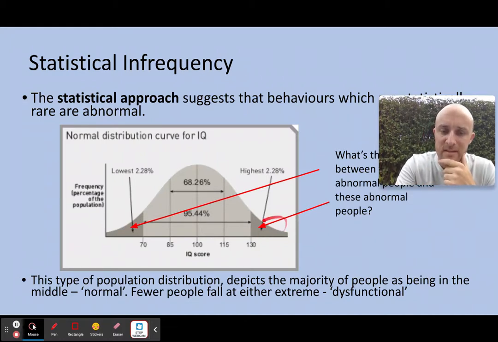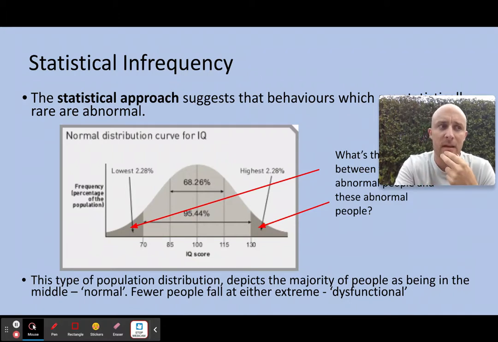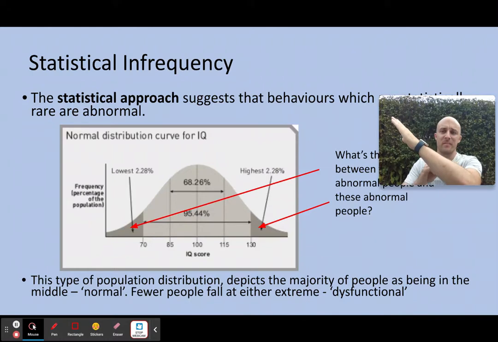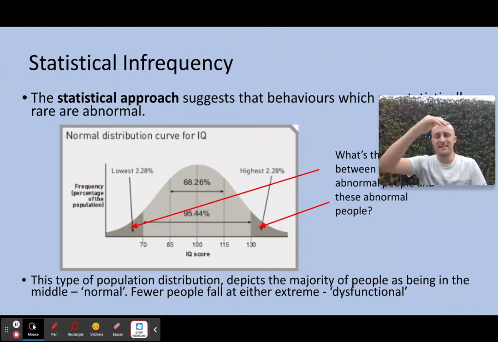Now, here's the problem with this definition. If you get an IQ of 131, you fall here, and you are abnormal. You are abnormally intelligent. If you get a score of 129 and you're here, you are perfectly normal. Is abnormality really that black and white? Surely there's a gradation. There's a graduated amount of abnormality: some people are a little bit abnormal, some people are very abnormal.